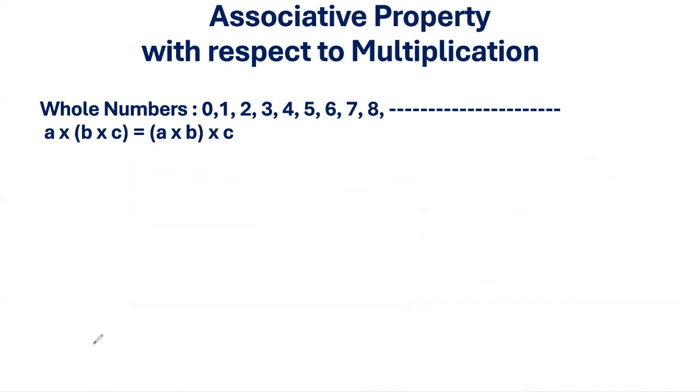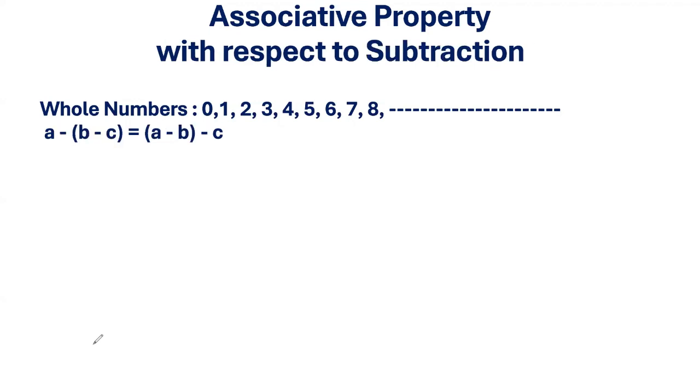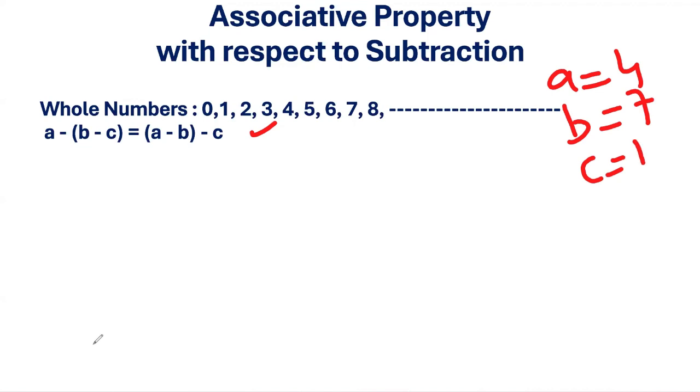Another property is the associative property with respect to subtraction. We are checking in whole numbers, and the property is there in front of you. This is the property. Take your own examples. A is equal to 4, B is equal to 7, and C is equal to 10. Substitute in the associative property.